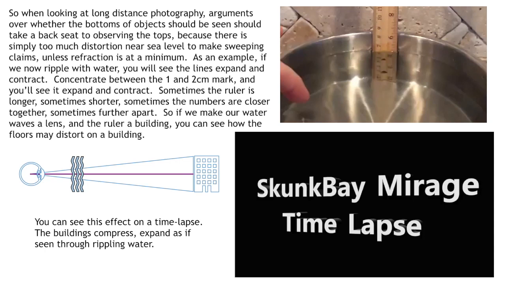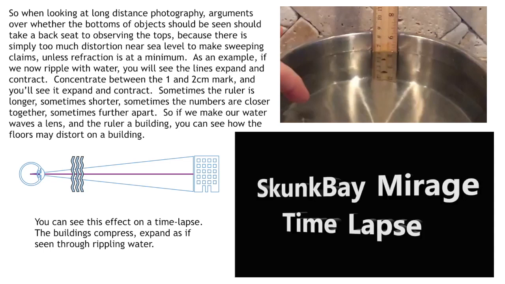So when looking at long distance photography, arguments over whether the bottoms of objects should be seen should take a back seat to observing the tops, because there is simply too much distortion near sea level to make sweeping claims unless refraction is at a bare minimum. As an example, if we now ripple some water with a ruler in it, you'll see the lines of the ruler expand and contract. Concentrate between the 1 and 2 centimeter marks, and you'll see it expand and contract. Sometimes the ruler is longer, sometimes it's shorter, sometimes the numbers are closer together, and sometimes they're further apart.